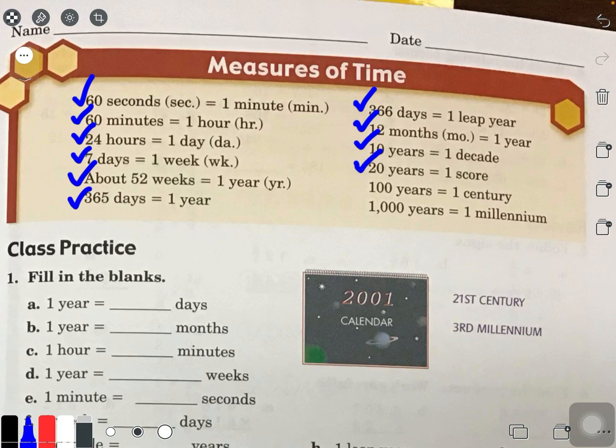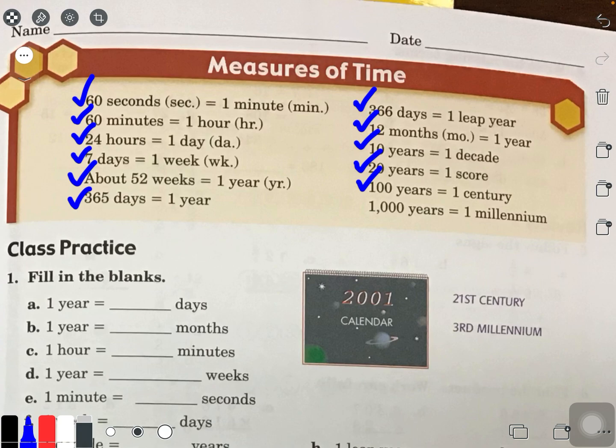1 score is 20 years. Now, when you read the Bible, especially in the Old Testament, they use score a lot. They'll say something like, so and so, he is 5 score years old. So that's like 5 times 20, which is 100. People back then lived to be 100 years old. People today can still live to be 100 years old.